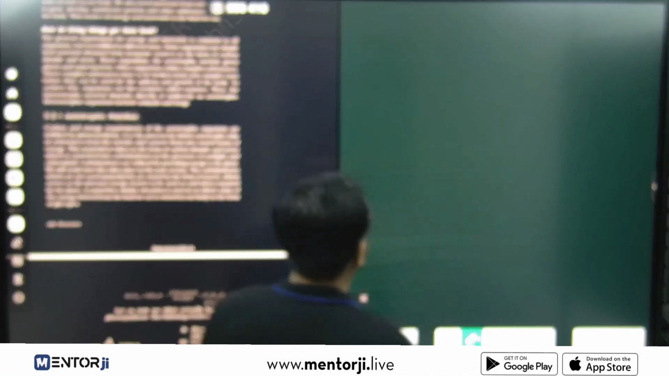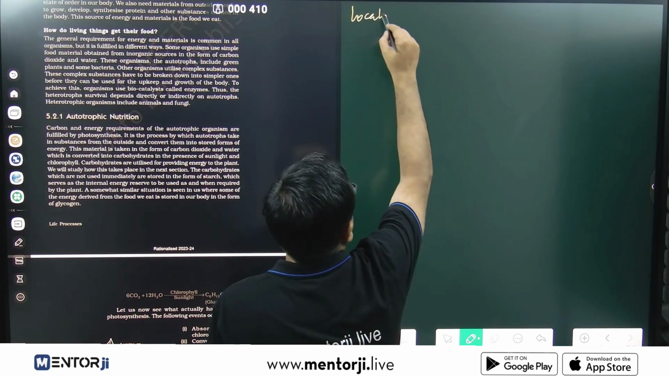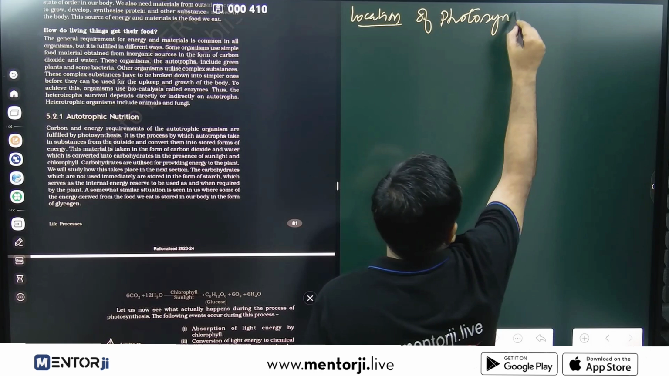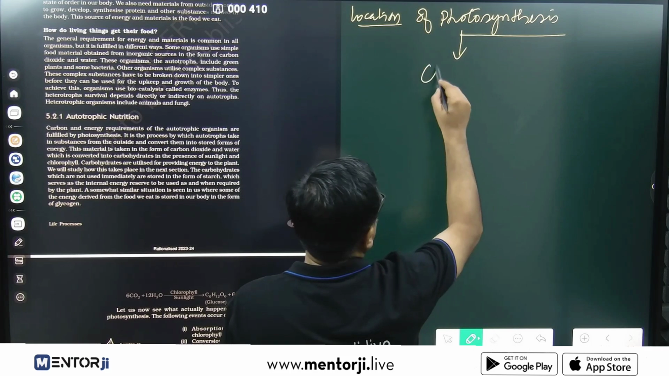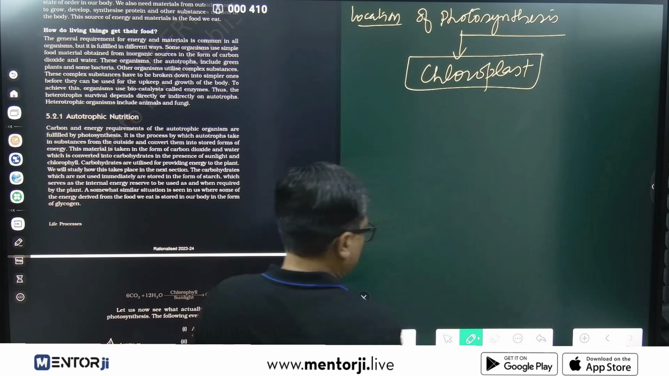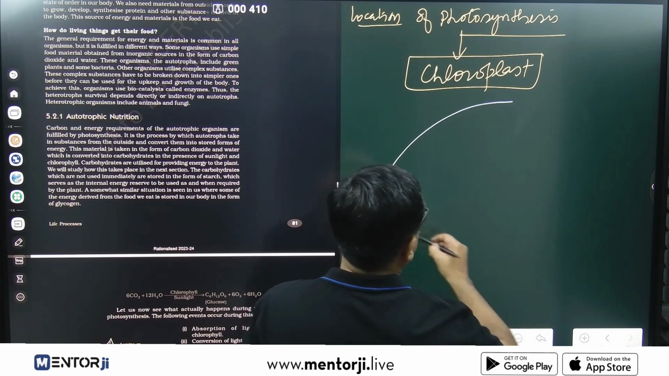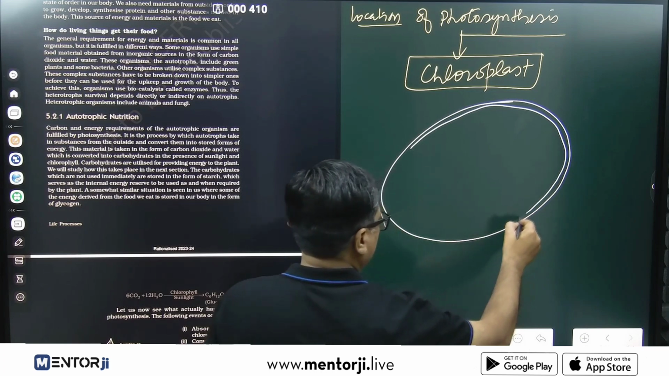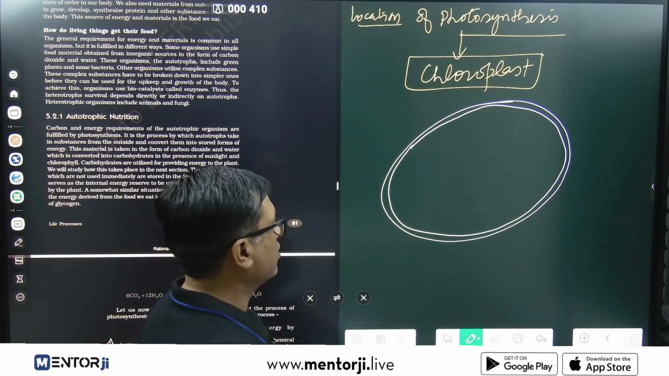Let's discuss the next. अब next आता है, what is the location of photosynthesis, where photosynthesis takes place. So photosynthesis takes place in chloroplast. This chloroplast you have done in previous class, जैसे आपने इसे नाइन्थ क्लास में कंप्लीट कर लिया था, लेकिन let's revise the structure of chloroplast. I am drawing the structure of chloroplast.